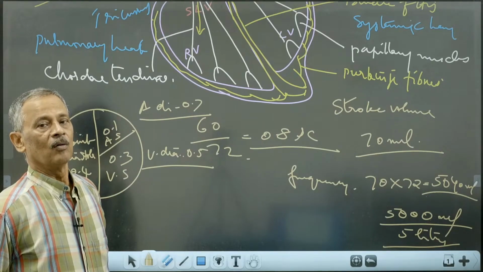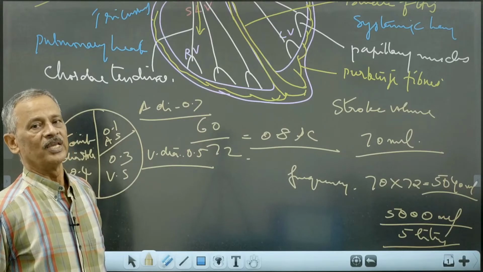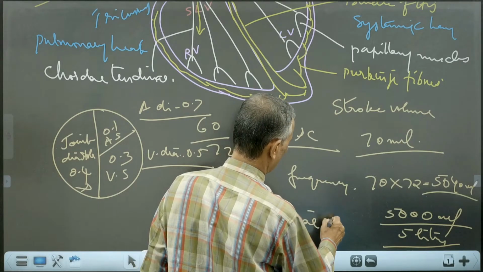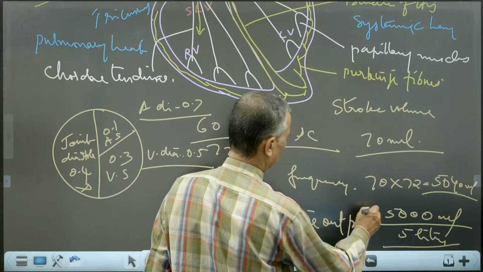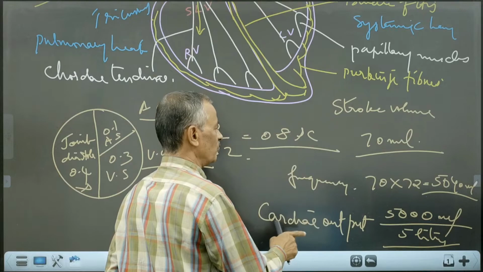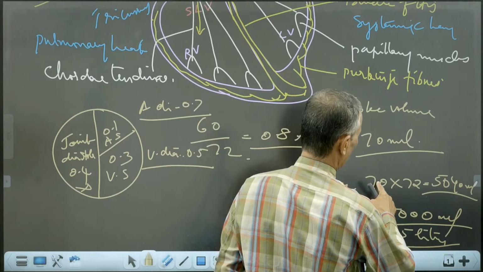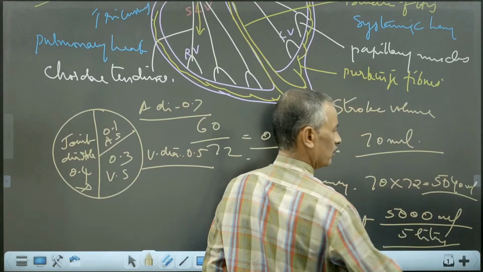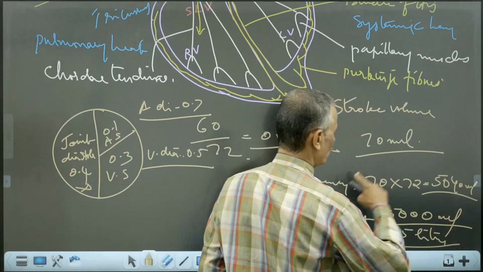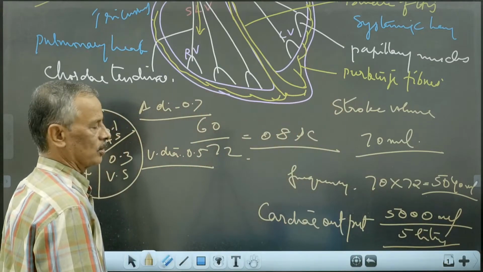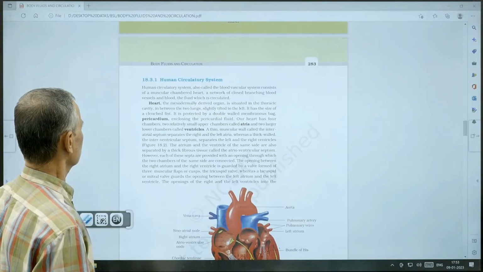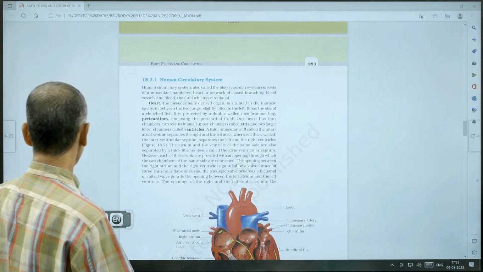This volume of blood pumped in 1 minute is called cardiac output. So what is cardiac output? The volume of blood pumped from one ventricle in 1 minute. It is equal to the stroke volume multiplied by frequency. In a normal average man it is 5 liters per minute, 5 liters from each ventricle. Is that clear? So we have finished this part.